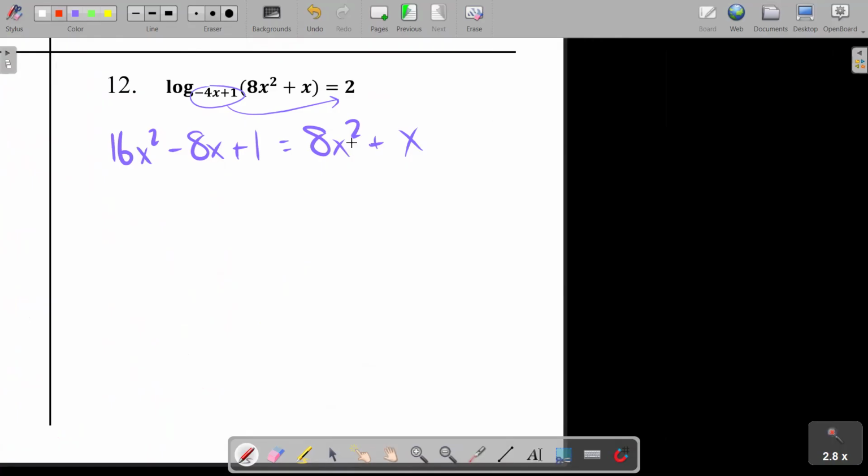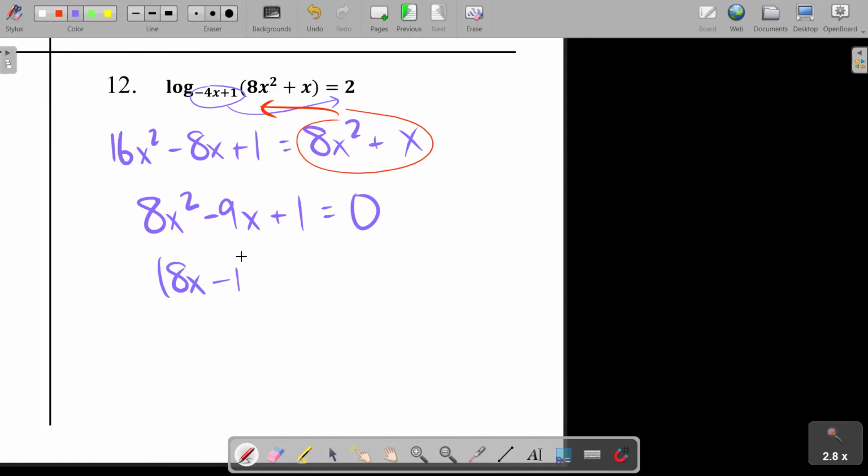The problem is telling me to take all this and move it over to the left. So I'm going to get 8x squared when I'm done. When I subtract one more x across, I get minus 9x and then plus 1. And the factoring on this will check out to be 8x minus 1 and x minus 1, leaving our maybe answers as x equals 1 over 8 and x equals positive 1.